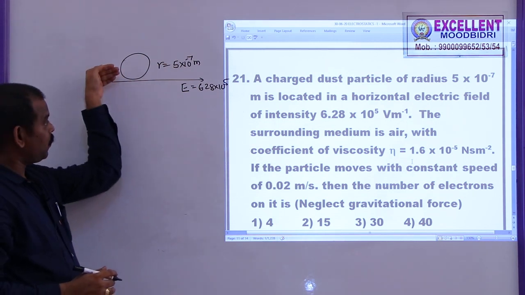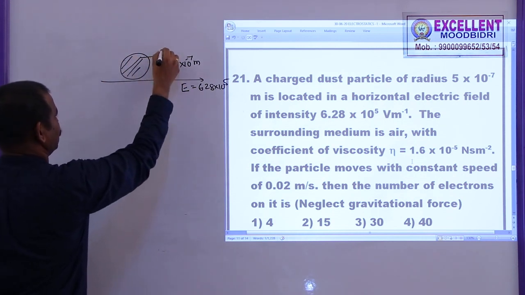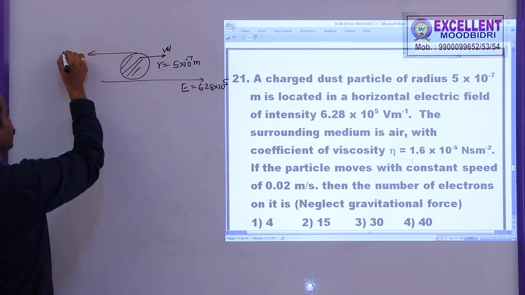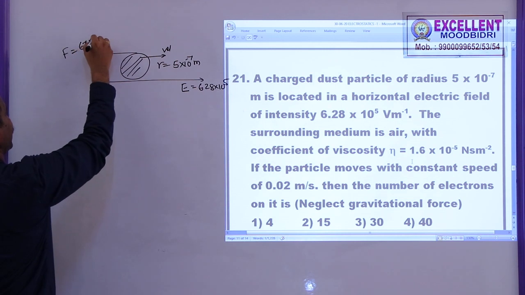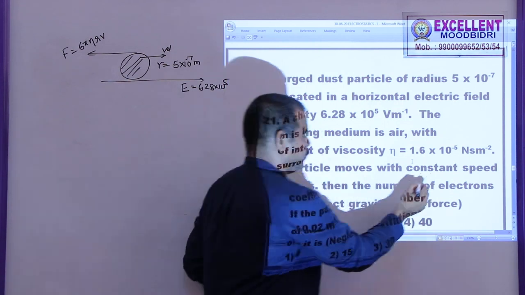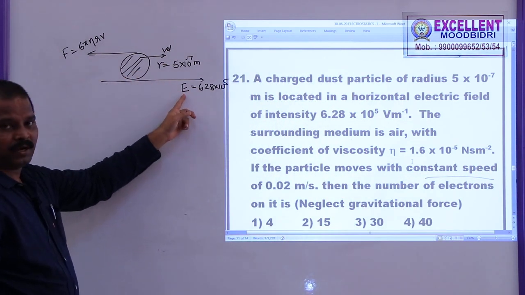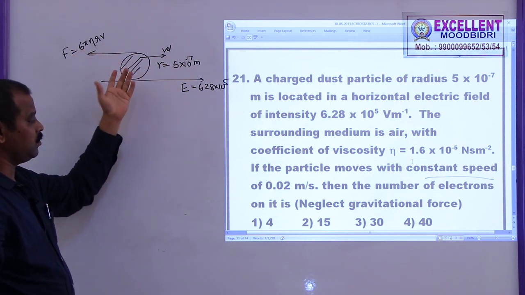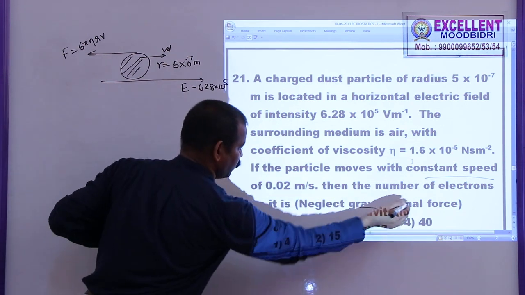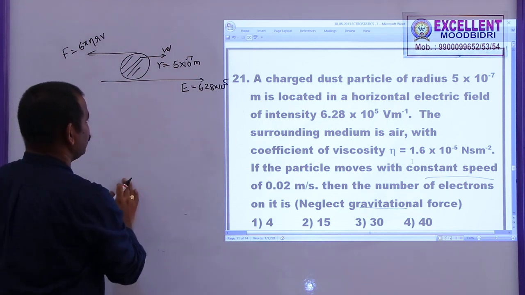Now, let us say the particle is moving towards the right in this diagram with some velocity. So the viscous force will act in this direction, which is given by 6 pi eta R v from Stokes law. As it is having constant speed, the net force will be 0. So the force due to the electric field and the force due to viscosity must be equal and opposite. Neglect the gravitational force, which is acting in this direction and is negligible compared to the other two forces.